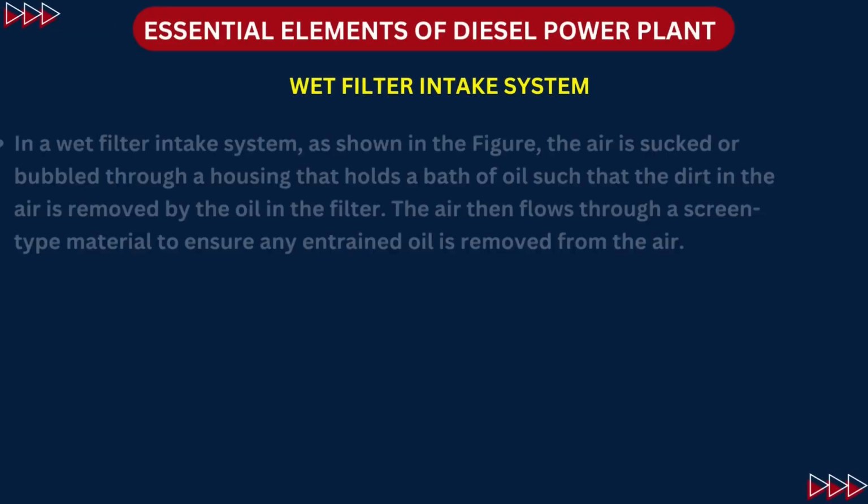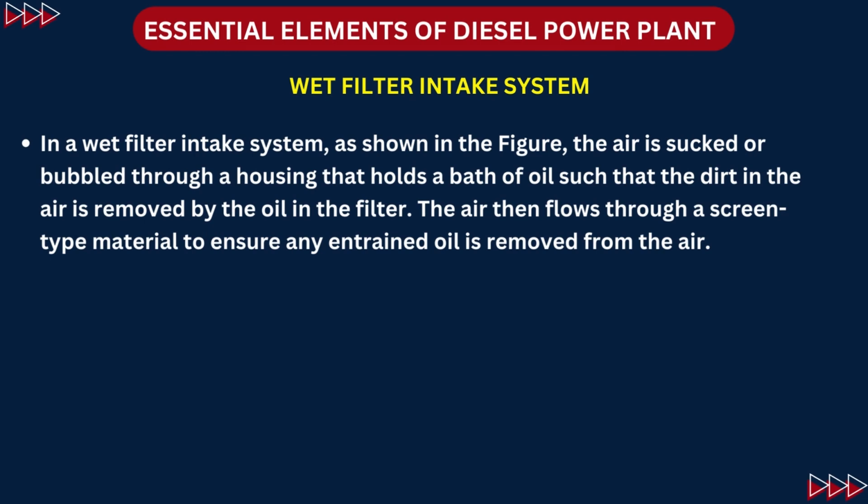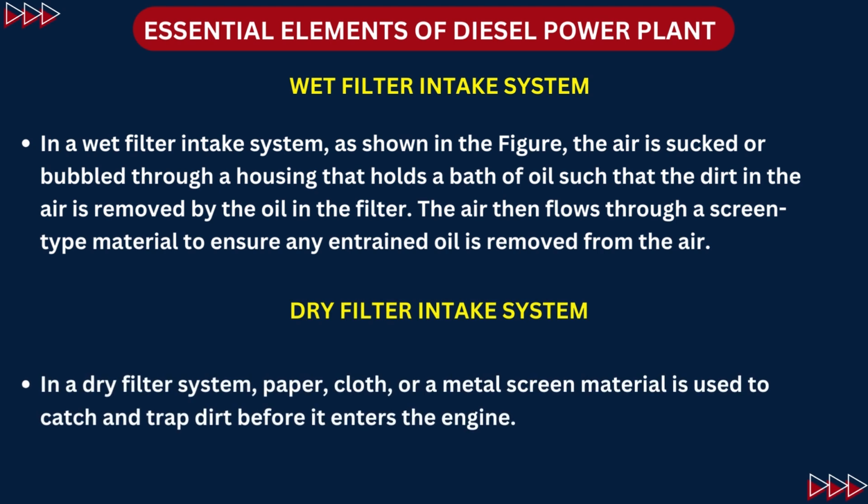In a wet filter intake system, the air is sucked or bubbled through a housing that holds a bath of oil such that the dirt in the air is removed by the oil in the filter. The air then flows through a screen type material to ensure any entrained oil is removed from the air. Then comes the dry filter intake system.